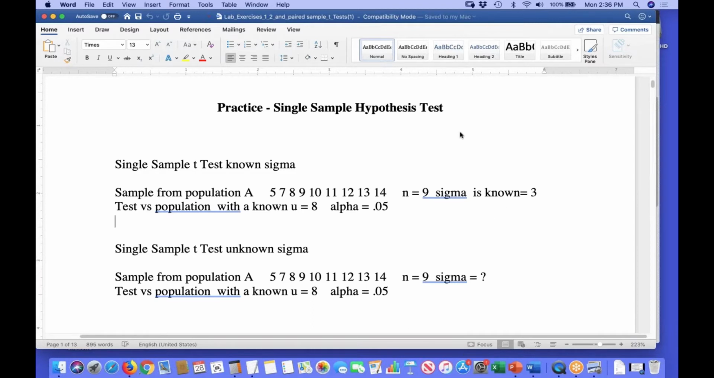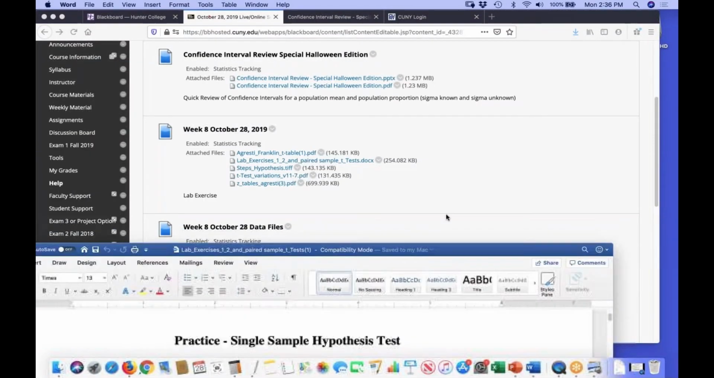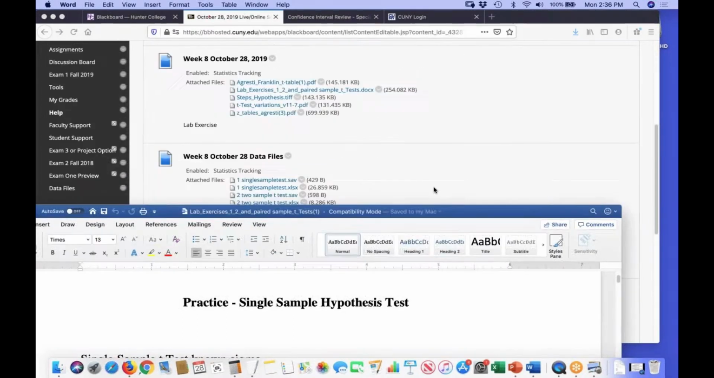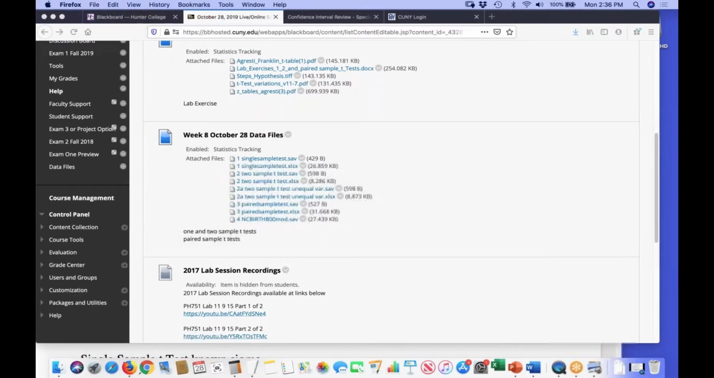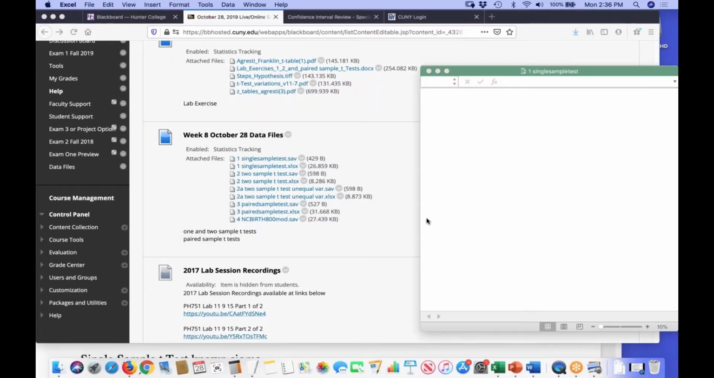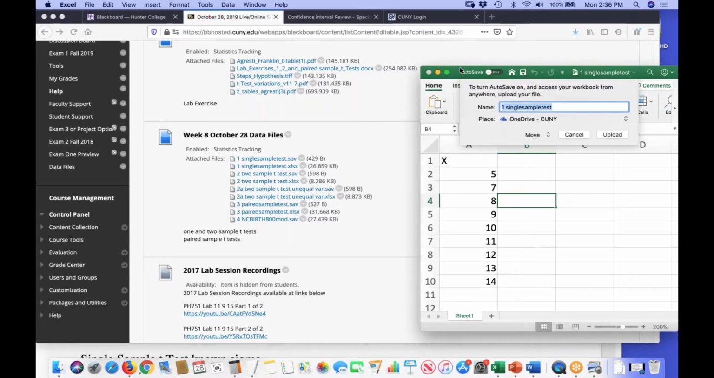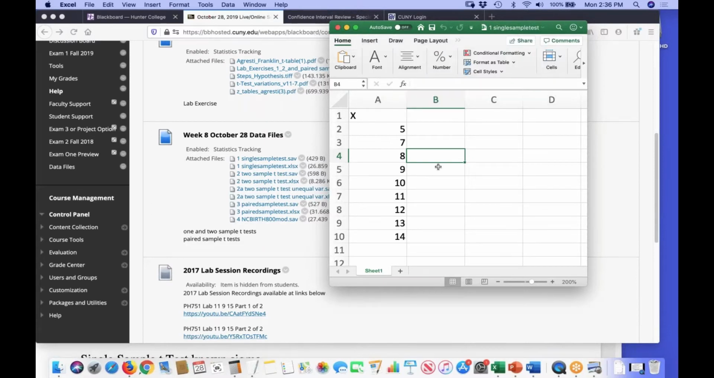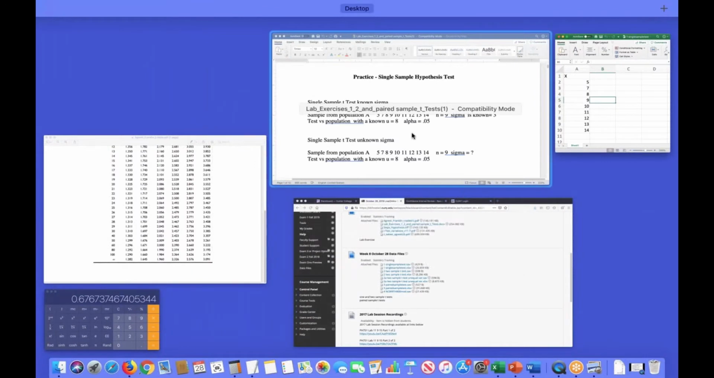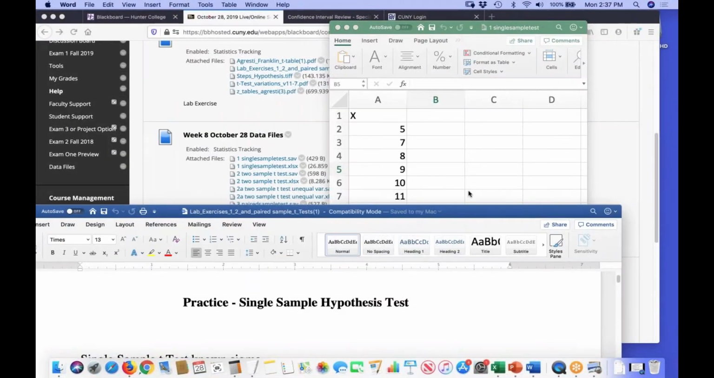Okay, let me pull this up. I'm going to open up the Excel file that contains these values. Okay, here's the Excel file that contains these values, the same numbers that we have over there. These are all values of X. Okay, good. Before I take a look at this, I'm going to go back to my page here and scroll up just a little bit.